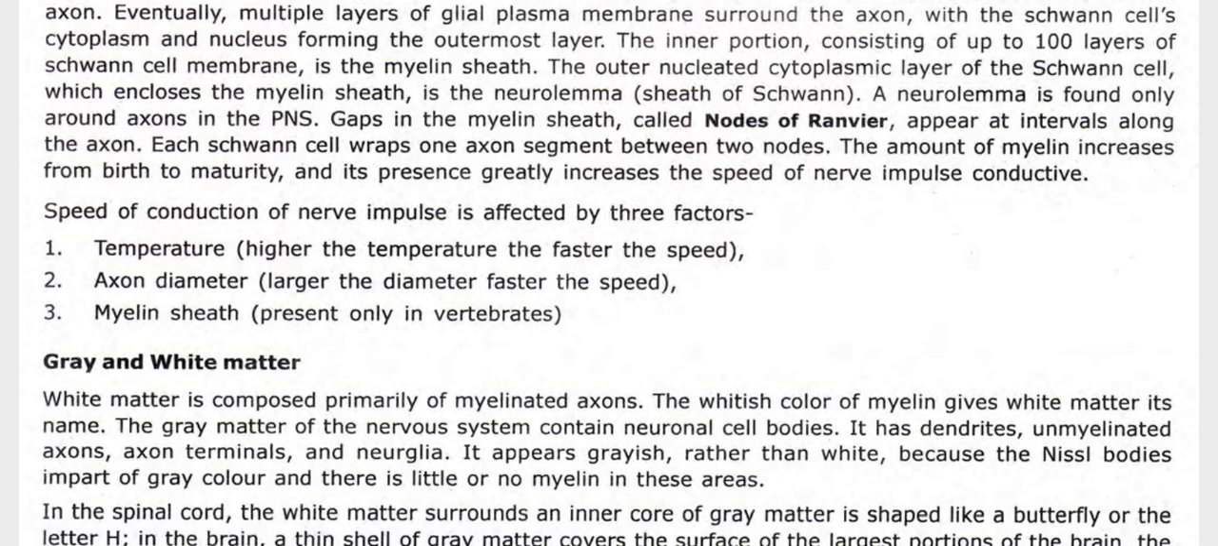So remember, the amount of myelin increases from birth to maturity, and its presence greatly increases the speed of nerve impulse conduction. Speed of conduction of nerve impulses is affected by 3 factors. Temperature: the higher the temperature, the faster the speed. Axon diameter: the larger the diameter, the faster the speed. Myelin sheath: present only in vertebrates.